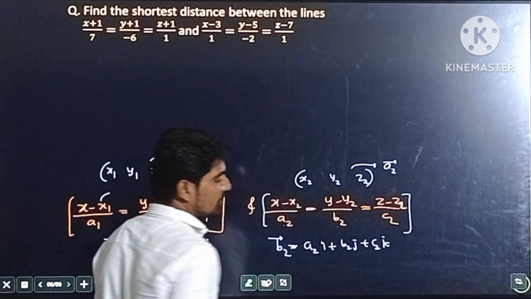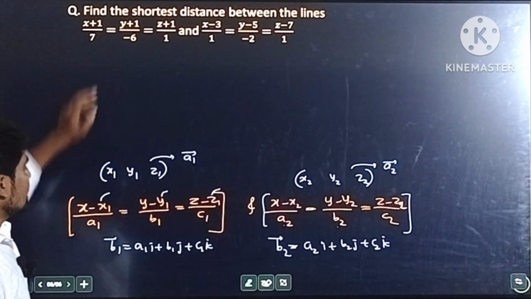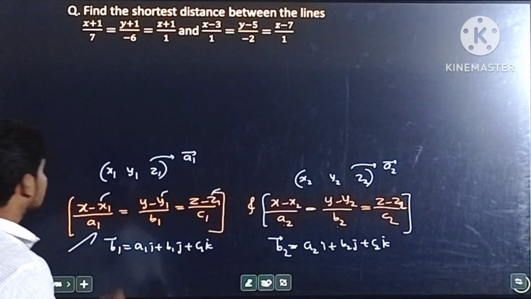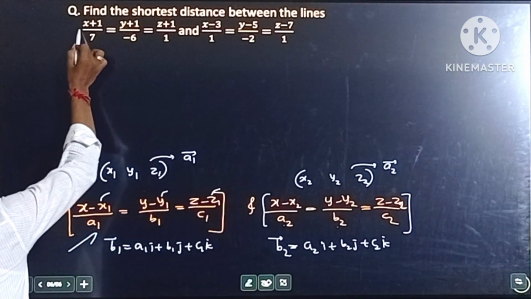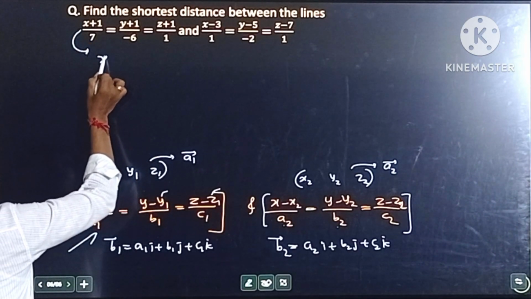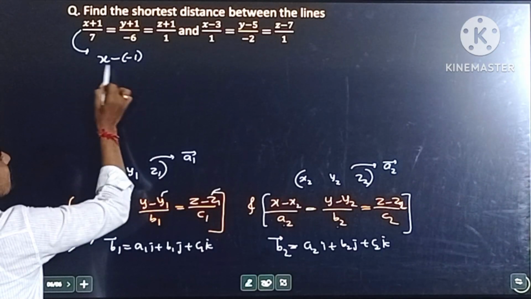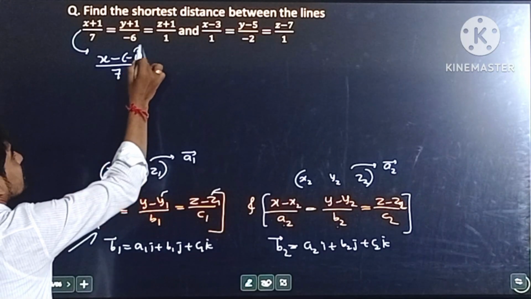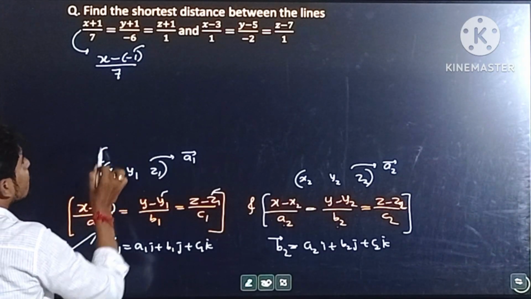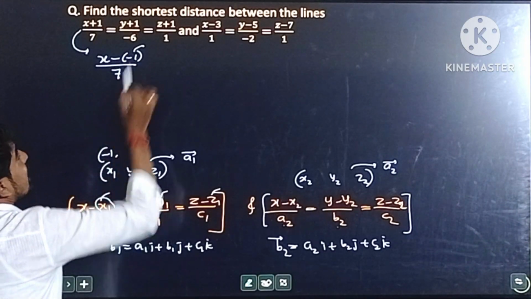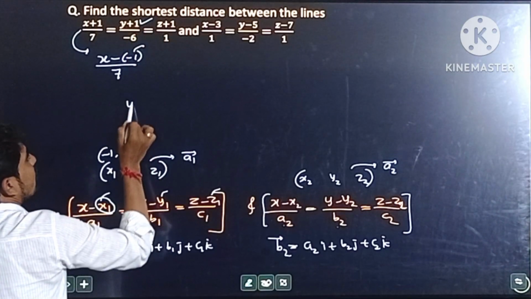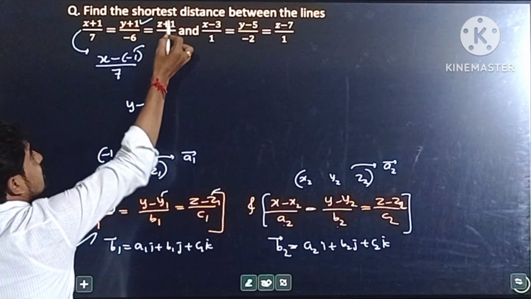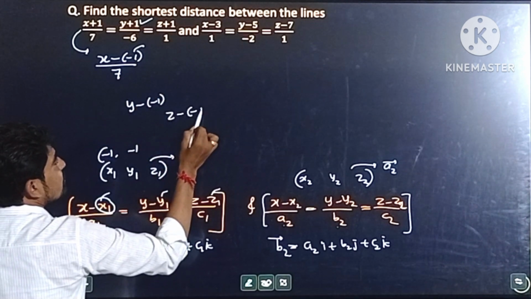plus c2k. Now by comparing this first line with the standard form, we get a1 vector and b1 vector. So see here, the value of x1: in this x plus 1 can be written as x minus of minus 1, divided by 7. Therefore, in place of x1, we have minus 1. Therefore, this first line passes through the point minus 1. And similarly, y plus 1 can be written as y minus of minus 1. So y1 is also minus 1. And z plus 1 can be written as z minus of minus 1.